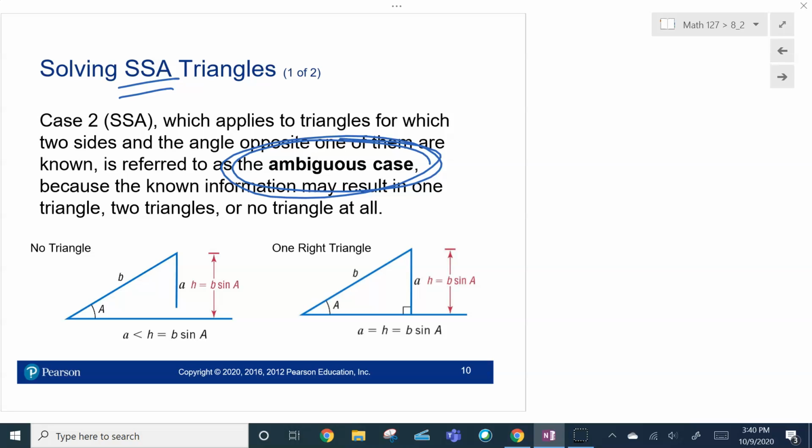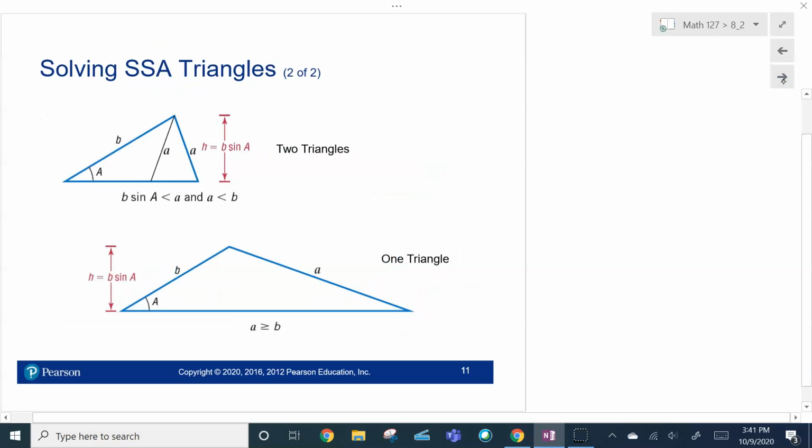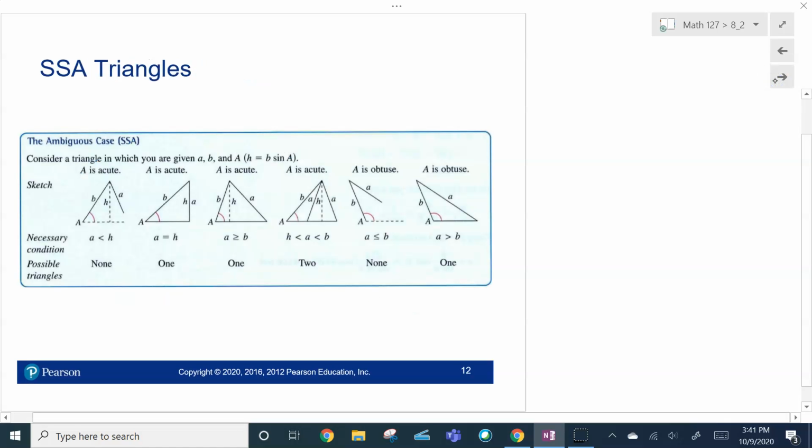So I remember this because I read it backwards, the bad word. You know, if I read that backwards, I'll keep this rated G here. Because I'm like, yeah, that's bad backwards, right? So it's the ambiguous case. It's kind of a mess. And so the situations are you could have two triangles, one triangle, or no triangles, okay?